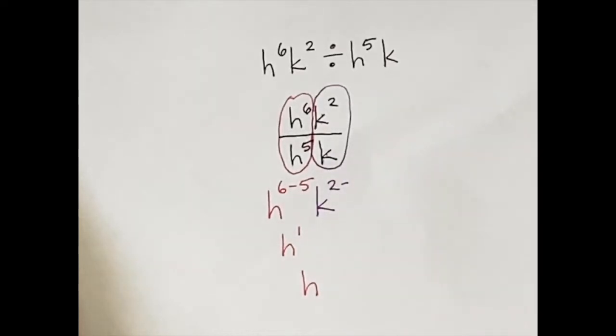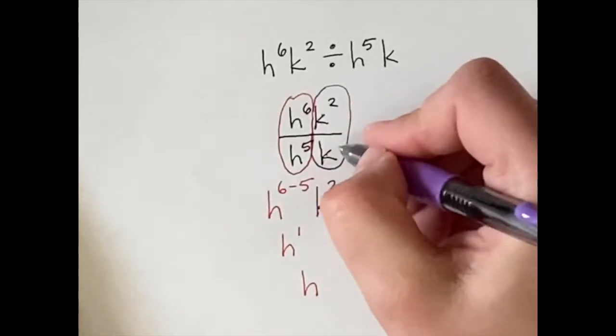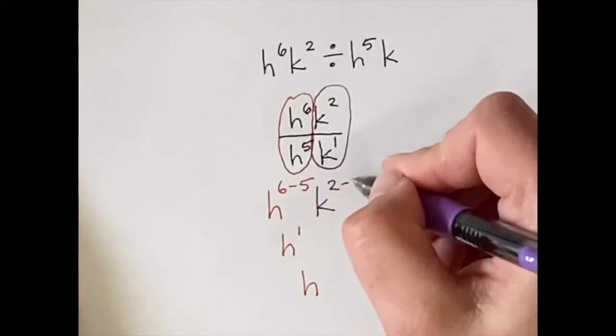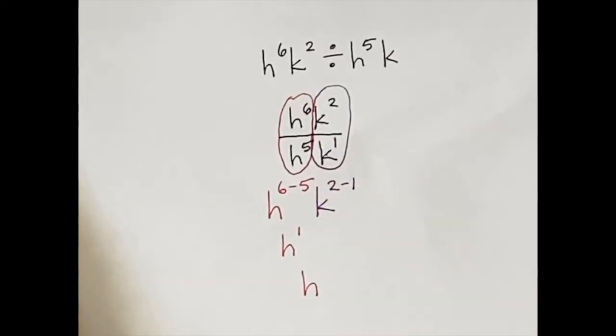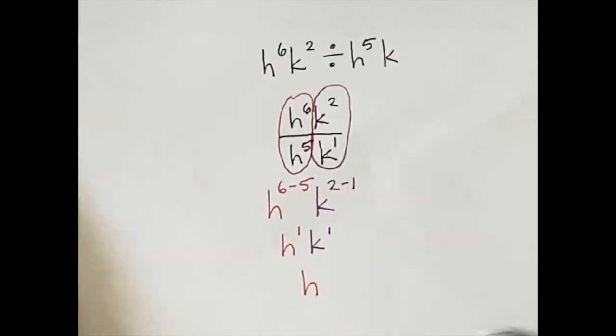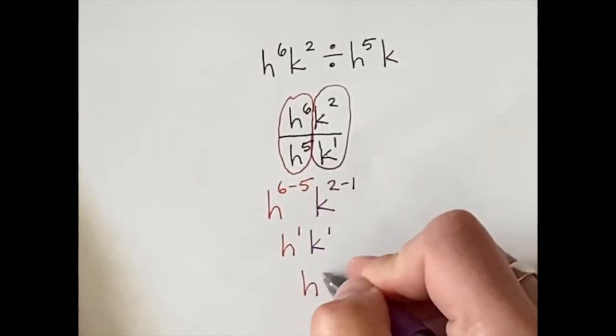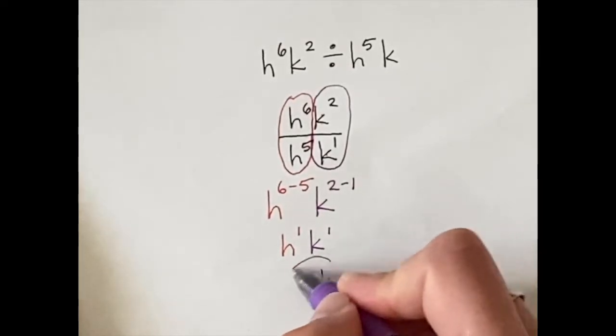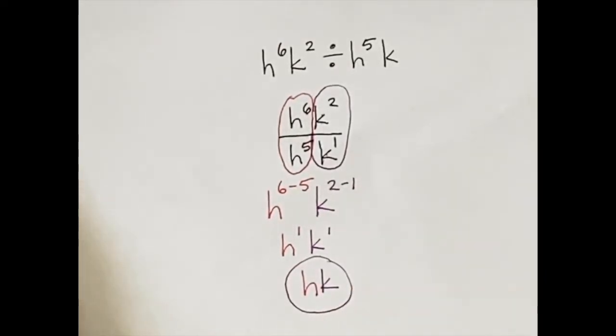For the k's, these are like bases, so I'm going to do k to the 2 minus, there is no exponent written there, but remember, every base has an assumed power of 1 unless something else is written there. So this would be k to the 2 minus 1 power. 2 minus 1 is 1, and we don't have to necessarily write that 1, so it's just k. Final answer is hk.